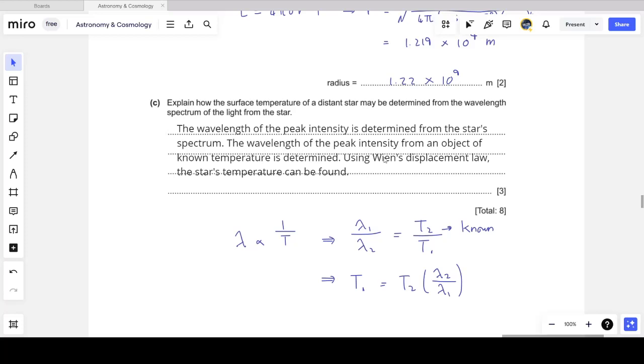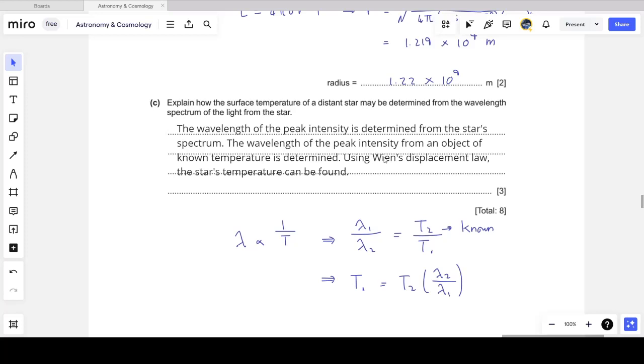So anytime you need to use Wien's displacement law, you should have essentially two objects: the one whose temperature you're looking for, and something else whose temperature you already know, and obviously two known wavelengths of peak intensity. This question really tested whether we know how to apply Wien's displacement law. Being able to state it is one thing, being able to use it is another. So be able to use it mathematically, but also be able to state how to use it in words if you are asked, like we saw in this question.